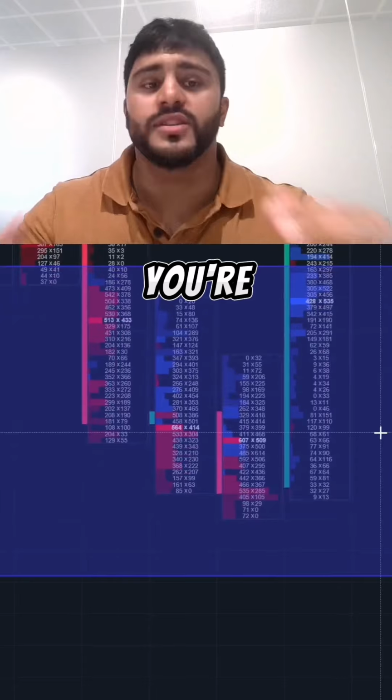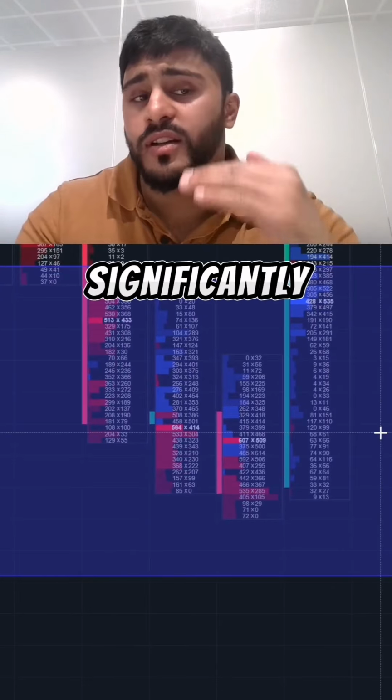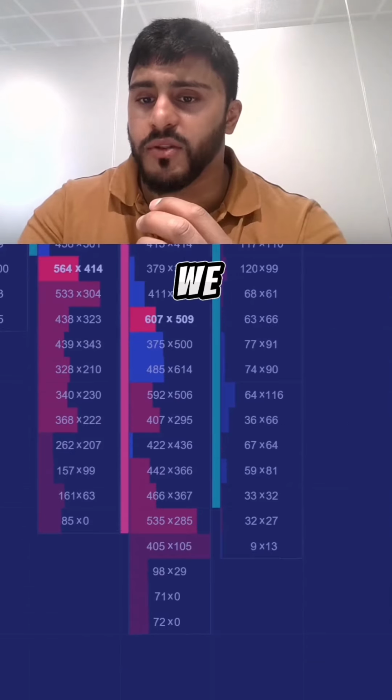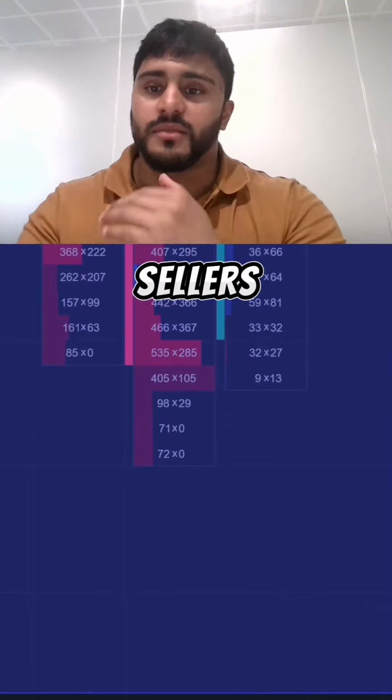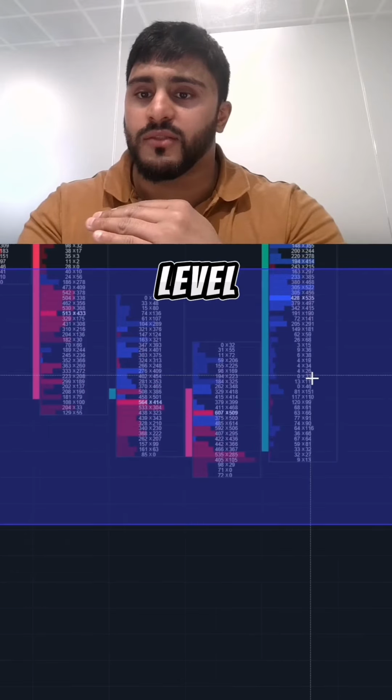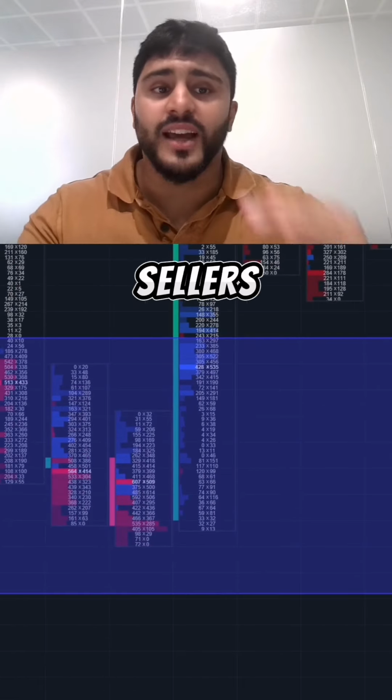Now from here, you're seeing a large bid volume, which means there are significantly more aggressive sellers than buyers. In fact, when we read the volume over here, we can read 405 for 105, 535 for 285. So there are significantly more sellers than buyers, but the market was able to break above this level, right? This is what gives us the confirmation, because sellers have failed in this region.